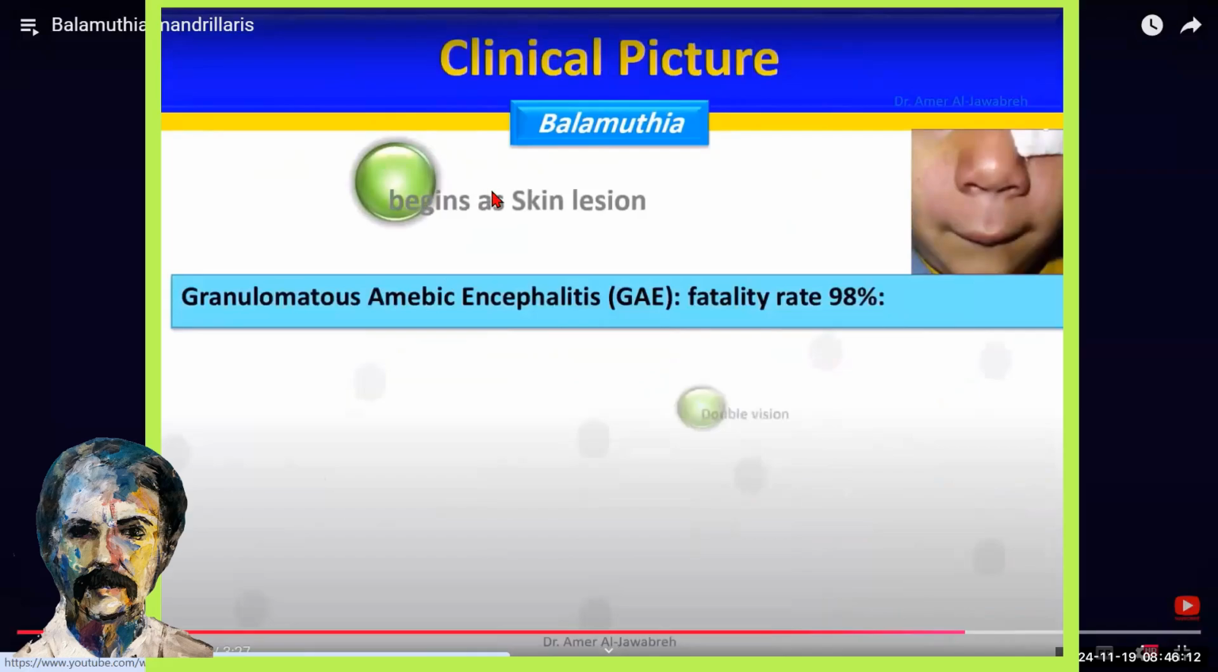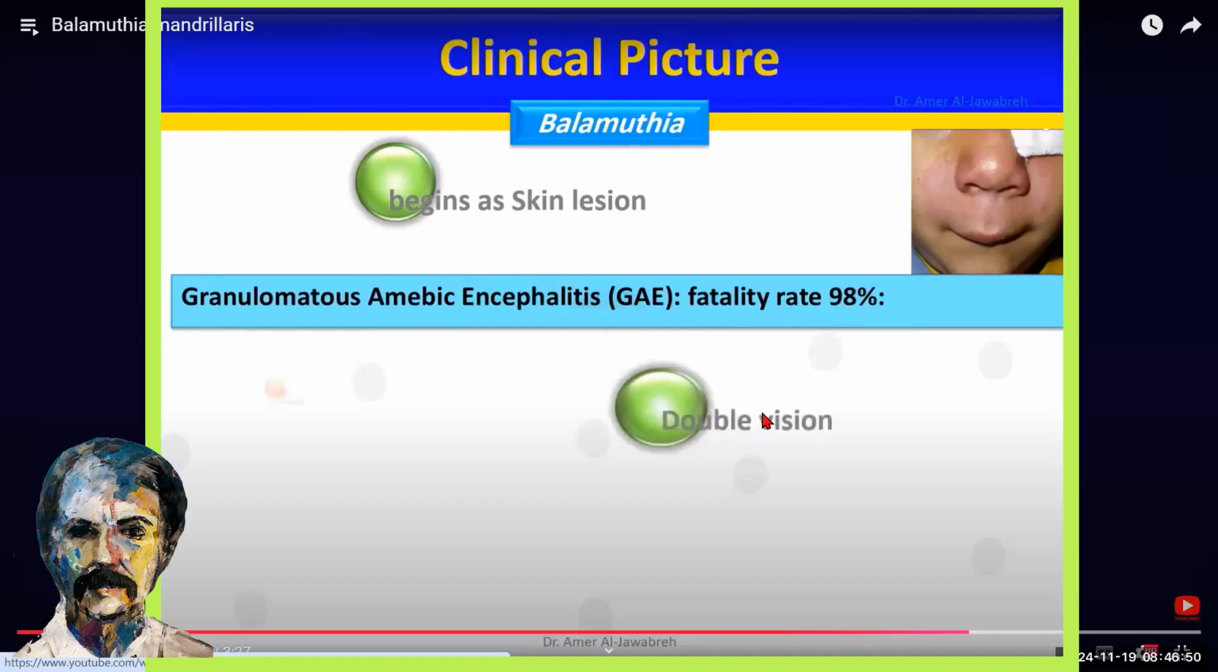Balamuthia here begins as a skin lesion. So if it gets access to our bodies via open wounds, it begins as a skin lesion, then goes to the brain and causes GAE, granulomatous amoebic encephalitis. Fatality rate 98%. With amoebic encephalitis caused by Balamuthia mandrillaris, most of them die.